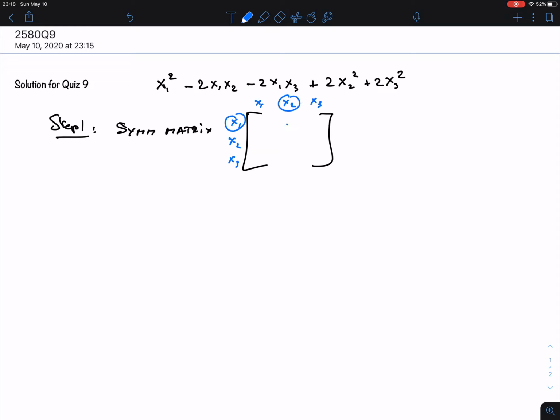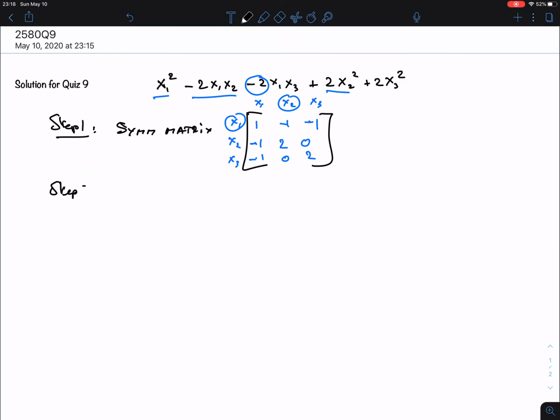But there's always a symmetric spot that corresponds to x2, x1. So for instance, that's why this -2 has to go there, but we have to split it evenly. So we get -1, -1. This is x1 squared, that would go there. This x1, x3, we have a coefficient -2, so again we split it evenly, -1, -1. The 2 is for x2 squared, this 2 for x3 squared, so we have zeros here. So that was the matrix.